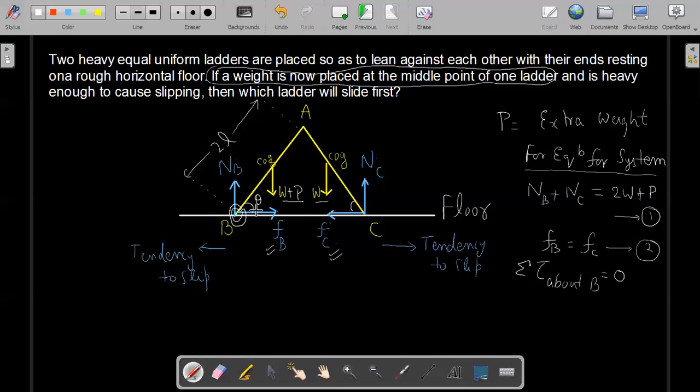You can choose any point instead of B. If you like, you can choose point C. If you like, you can choose point A. I prefer to find the torque about point B. So if I find torque about B, then it is very obvious that there is no torque by NB and there is no torque by FB about this point.